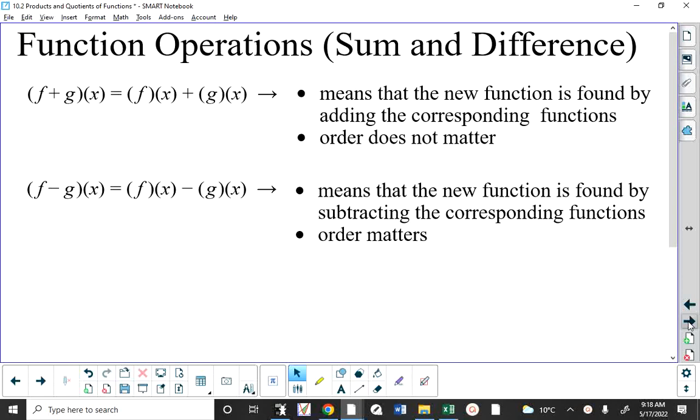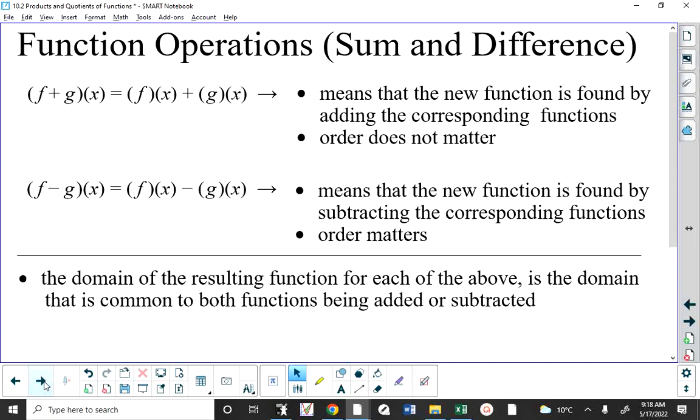However, when you're subtracting functions, (f minus g)(x) means f of x minus g of x, and order is important there. We have this domain rule, which we're going to continue into today when we talk about products and quotients of functions, except there'll be a little twist for quotients of functions. But the domain rule basically says that the only way you can add two functions together, or subtract two functions from each other, is if they both exist.